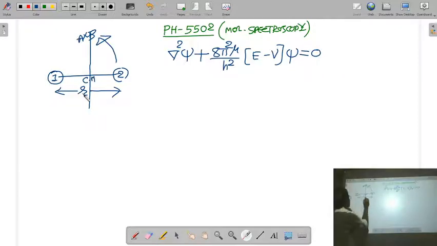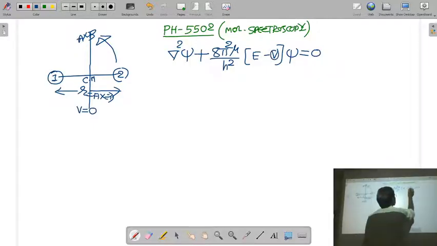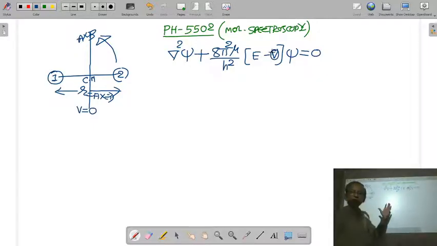As R is fixed here, the potential energy of the molecule will be 0. Then we substituted the value of the Laplacian operator del square in spherical polar coordinates, and we separated the Schrodinger equation into two parts. One part is the phi part.